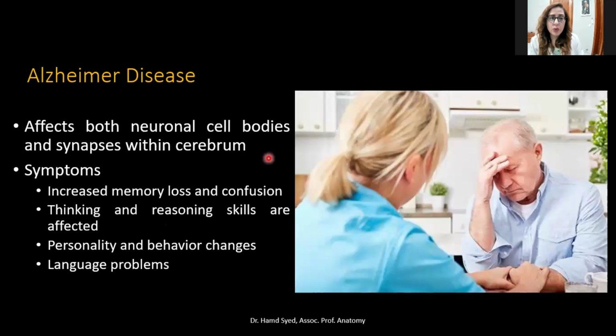Remember, it affects both neuronal cell bodies as well as the synapses within the cerebrum. The typical symptoms of Alzheimer's disease in the patient are increased memory loss and confusion. Thinking and reasoning skills are also affected. There are also personality and behavior changes and language problems.